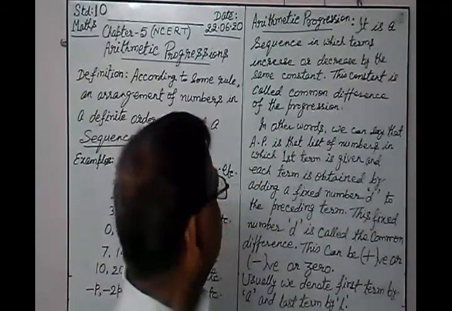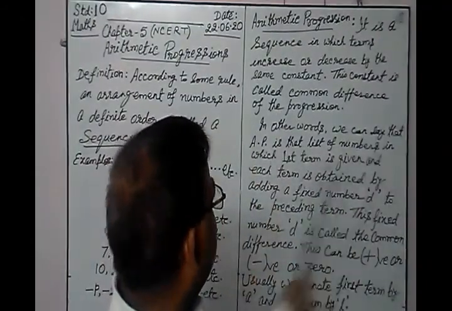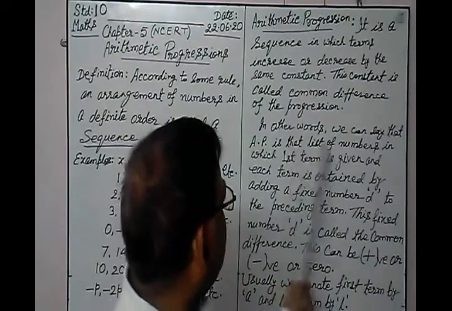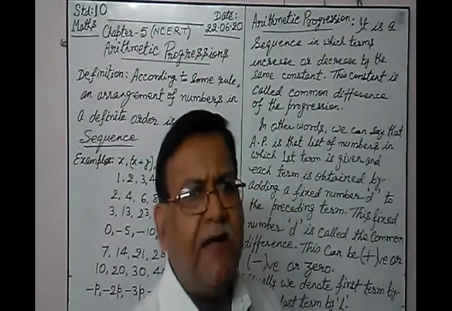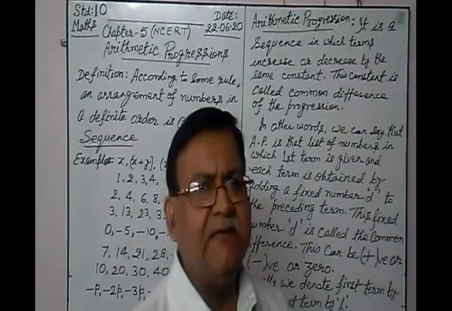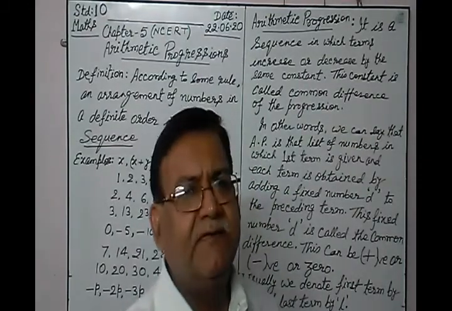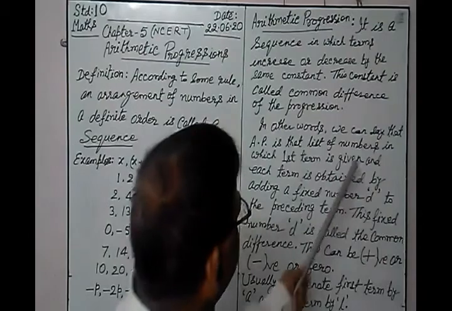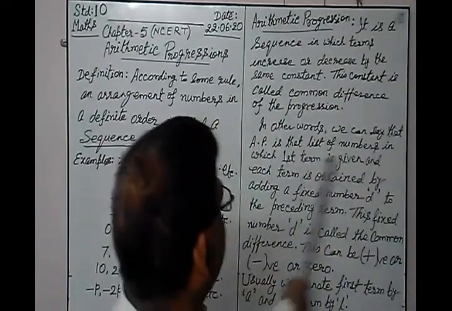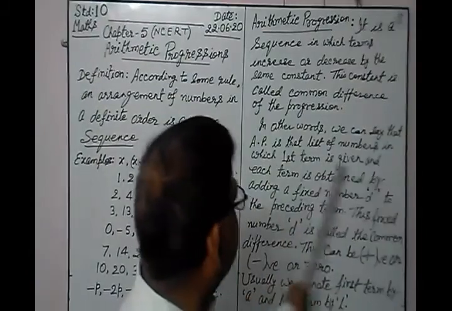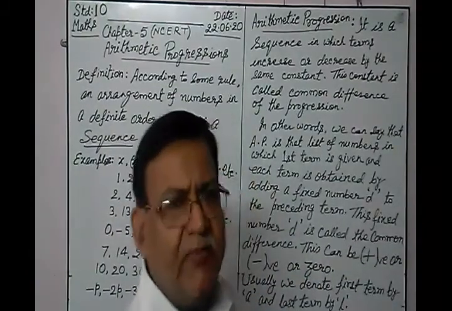Okay. So in other words, we can say that an AP is a list of numbers. In other way, we can also explain it that an AP is nothing but a list of numbers. There are so many numbers. So it is the list of numbers. In other words, we can say that an AP is a list of numbers in which the first term will be given.